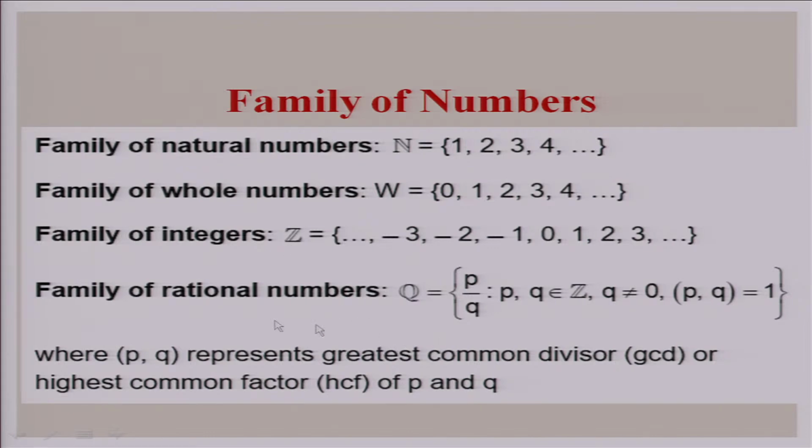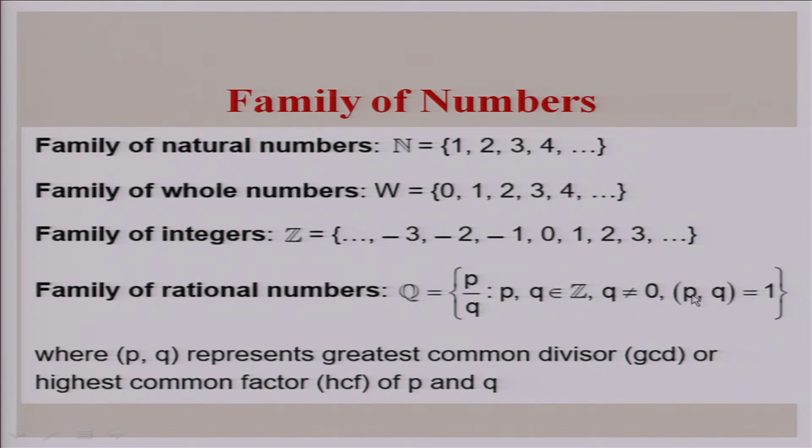The next family of numbers is the rational numbers, a number of the form p by q, where p and q are integers, and p comma q belongs to Z, meaning p and q may be any of these numbers. But there is one condition: q cannot be equal to 0, because q is present in the denominator, and in mathematics division by 0 is not allowed. So there is one restriction: q is not equal to 0.